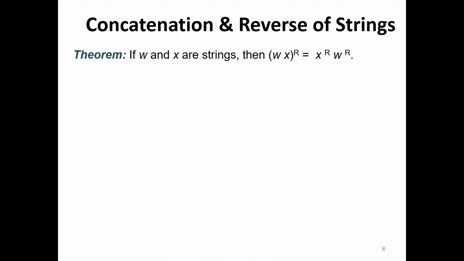So, let us see a theorem on concatenation and reverse of two strings. If W and X are strings, then (W concatenated with X) whole raised to R is equal to the reverse of it, which will be X raised to R, W raised to R. For example, if W is NAME and X is TAG, then (NAME TAG) whole raised to R is equal to TAG raised to R, NAME raised to R.